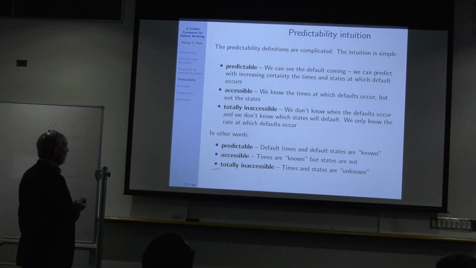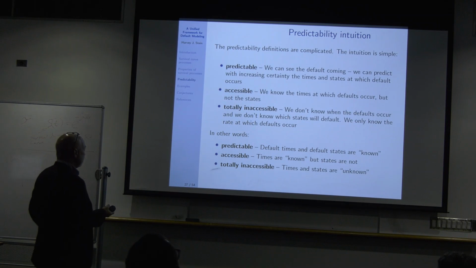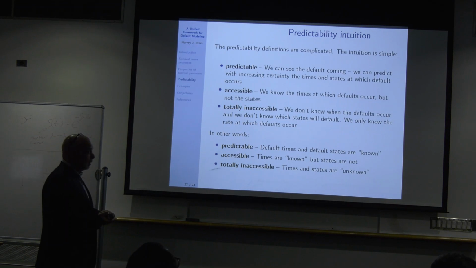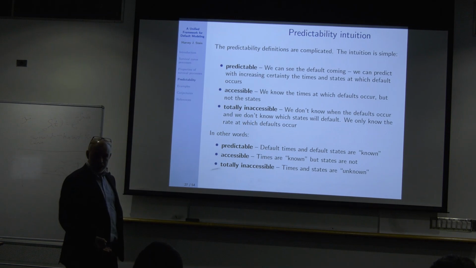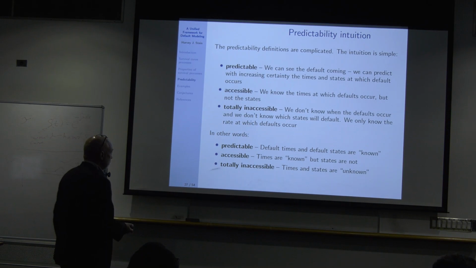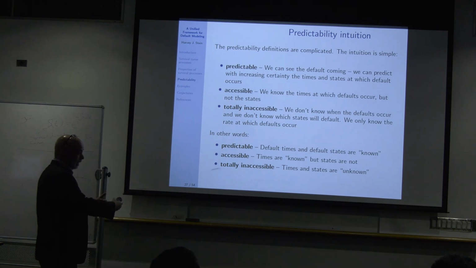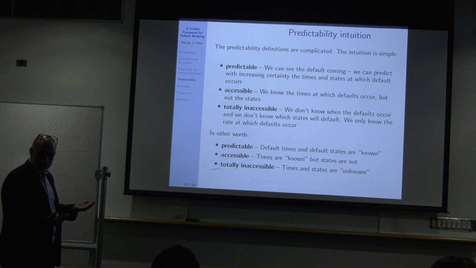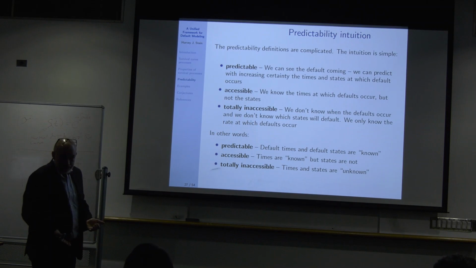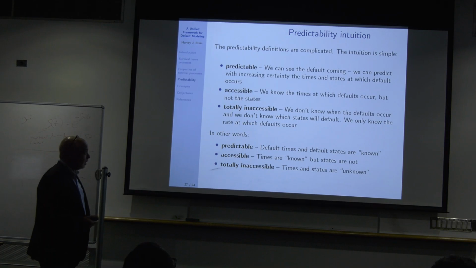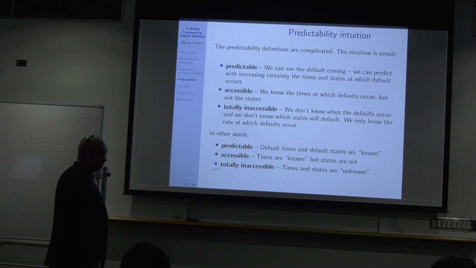Okay, so how do you think about this? Predictable is basically you can see the default coming. Right? You can predict it with increasing certainty as you approach a default. Accessible is kind of like you know the times at which a default occurs, but you don't know the states. Right? You know that the company has to make a payment in a year on this particular date. You don't know if they're going to make it or not. If they don't make it, they default. If they do make it, they don't. That would be like an accessible default time.